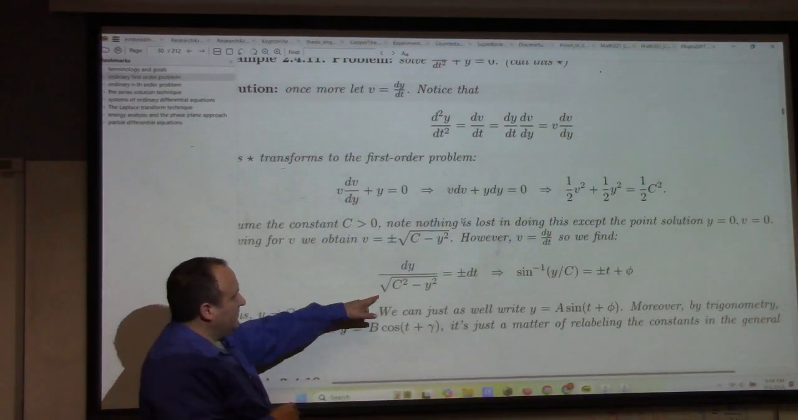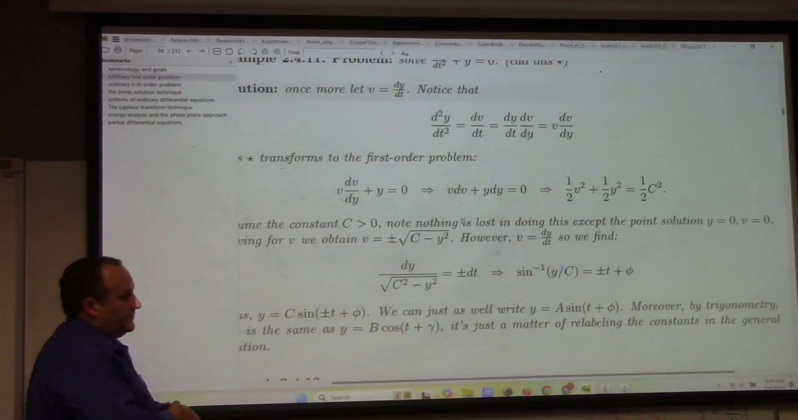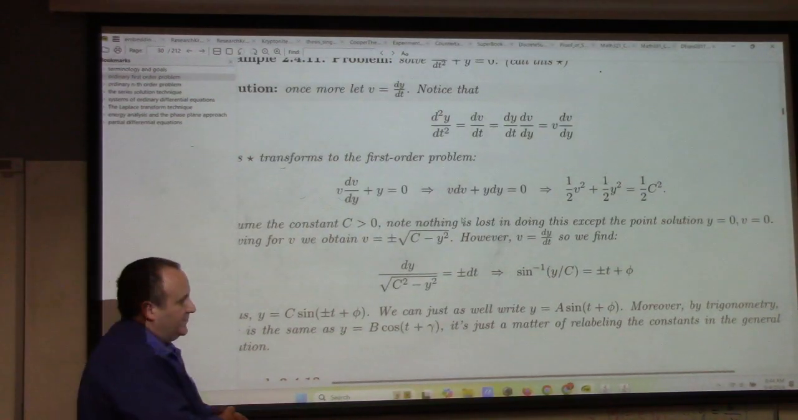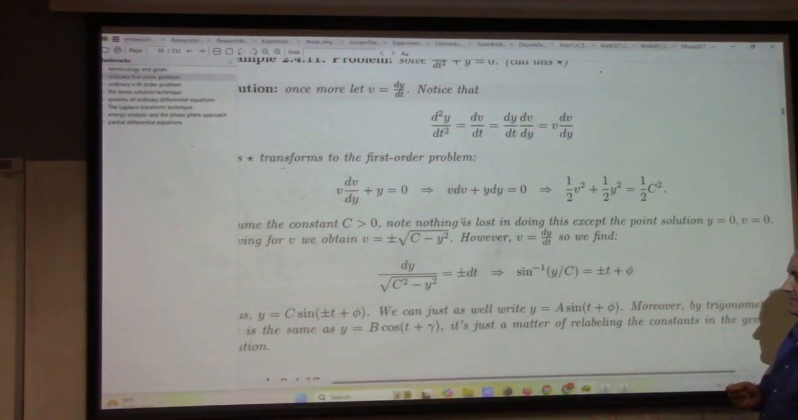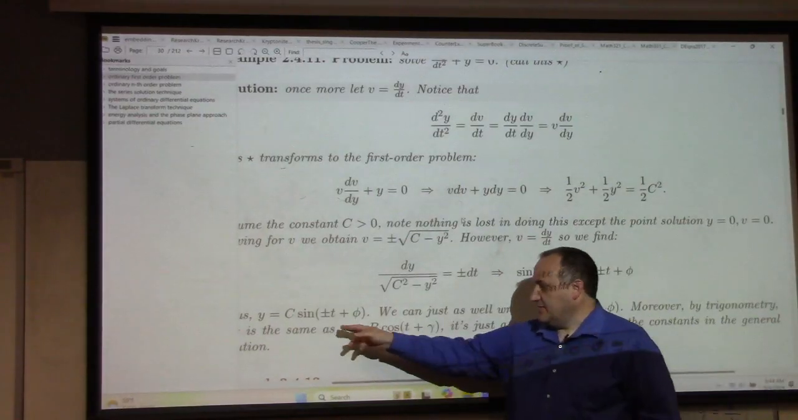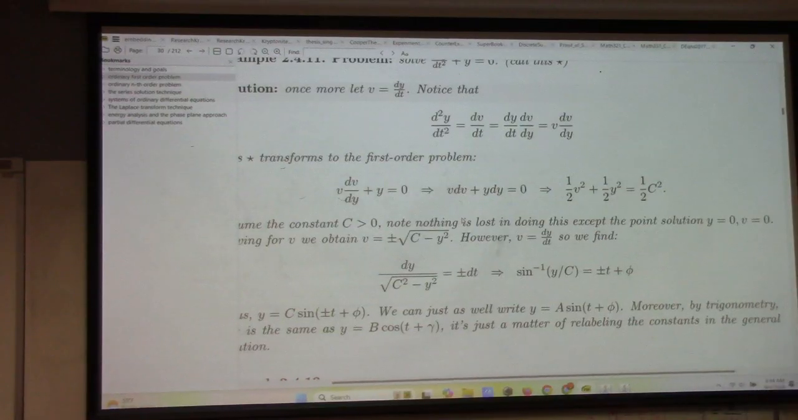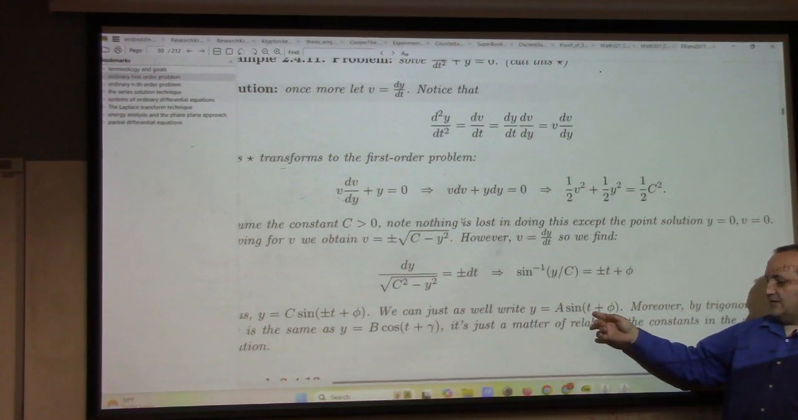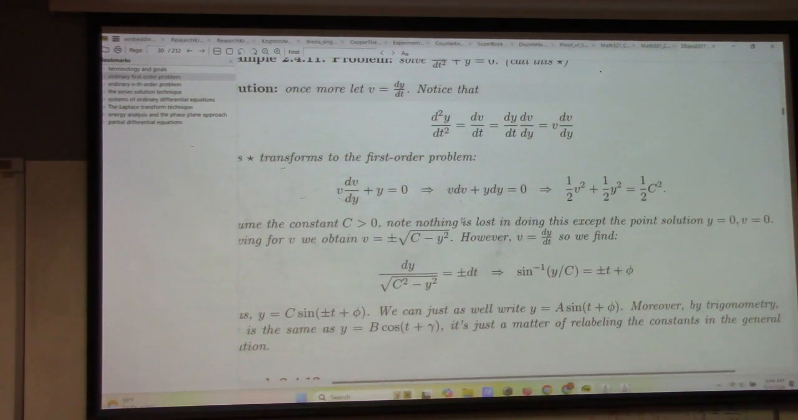So this integrates to inverse sine of y over c by, say, trig substitution, or a clever u substitution if you like. And so I end up with inverse sine of y over c is equal to plus or minus t plus phi. And then if I solve for y, I get y is equal to the big constant times sine of plus or minus t plus a phase angle. In other words, you can just repackage the solution as y is equal to a times sine of t plus a phase. This is what we guessed earlier in this class.